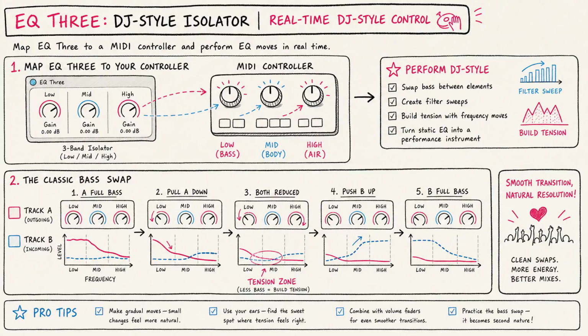The classic bass swap technique translates directly to EQ3. When transitioning between 2 sections or tracks, gradually reduce the bass on the outgoing element while bringing up the bass on the incoming element. The crossover point where both have reduced bass creates a natural tension that resolves when the new element's bass reaches full level.